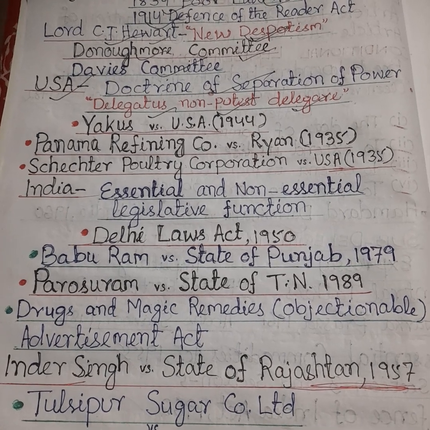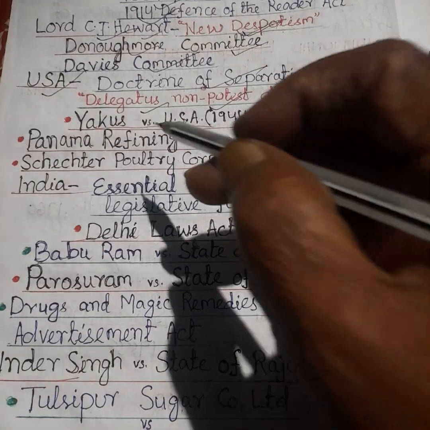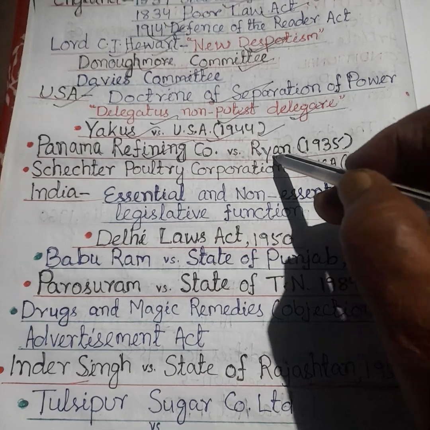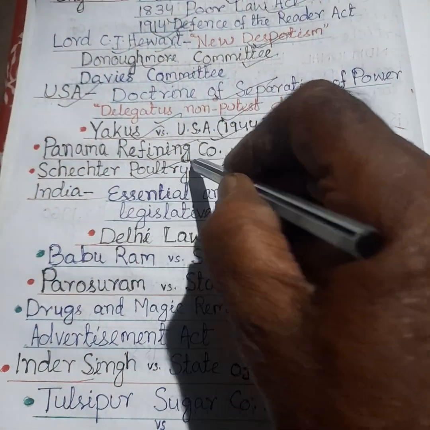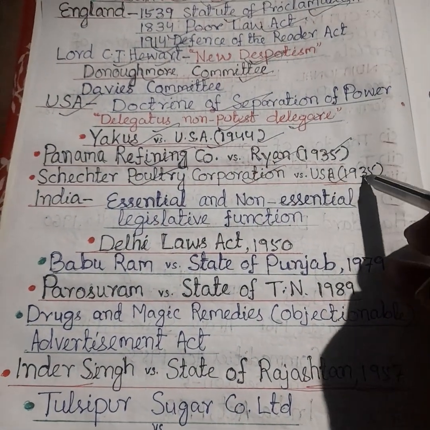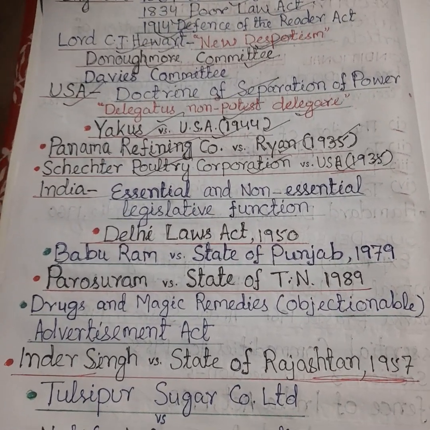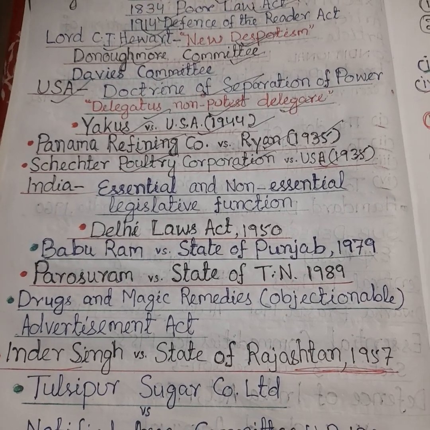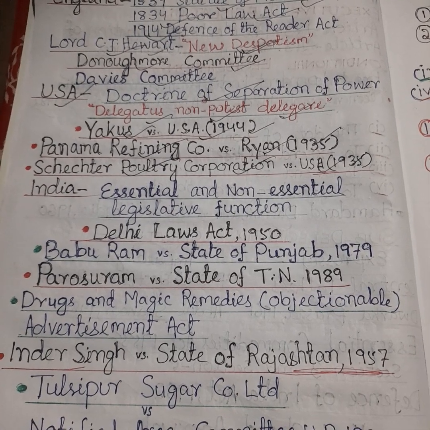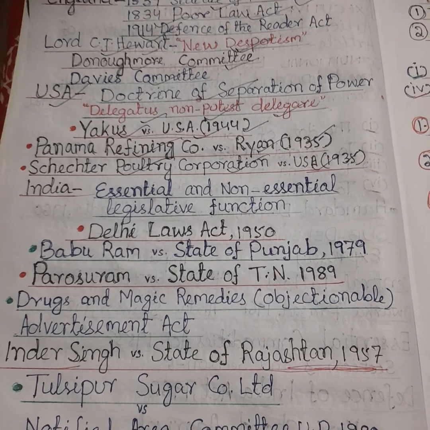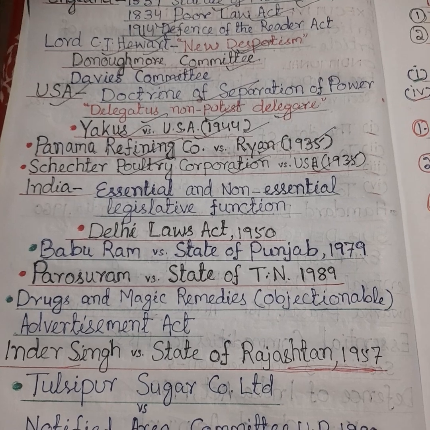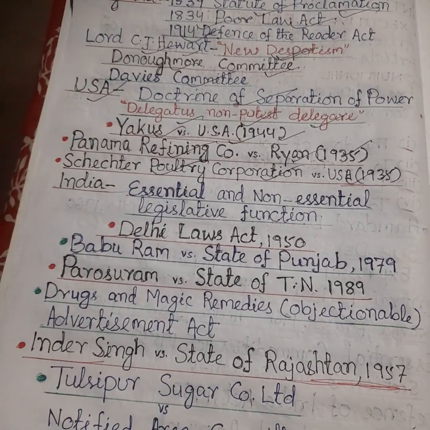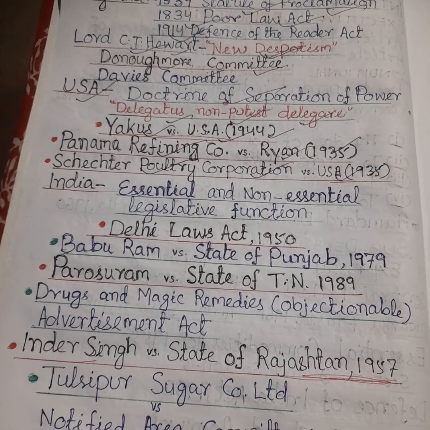As the constitution is supreme, in the leading cases, the American Federal Supreme Court, like Yakus versus USA in 1944, Panama Refining Company versus Ryan in 1935, and Schechter Poultry Corporation versus USA in 1935, decided in favor of delegation by Congress, but expressed that the Congress had to lay down conditions and prescribe sufficiently definite standards to the executive on lawmaking to be held constitutionally valid.